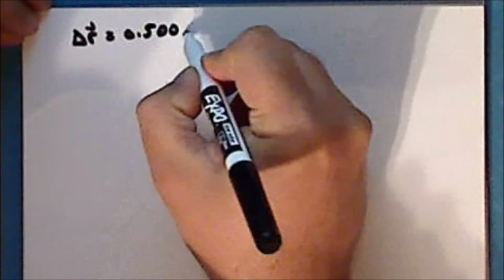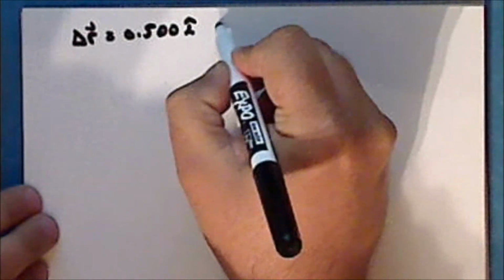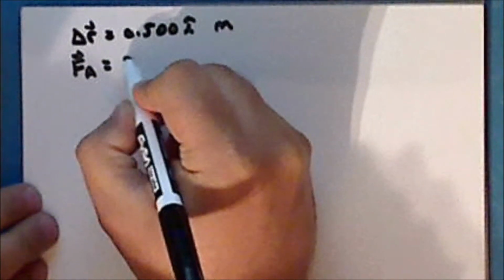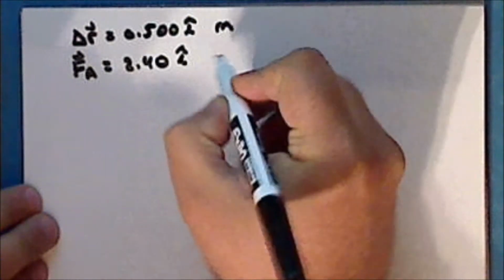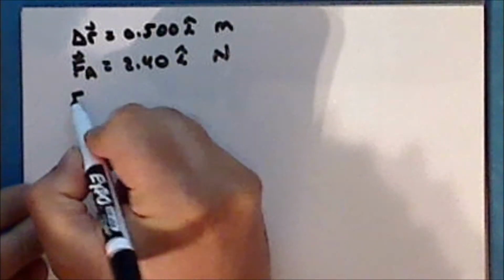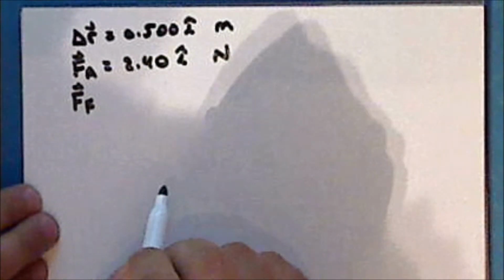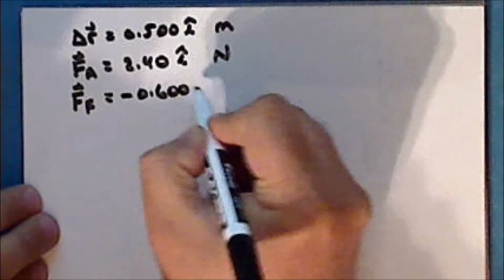Now we can choose our reference frame so that the direction of motion coincides with the positive x-axis, and so our displacement vector is 0.500 times i hat in units of meters. The applied force is 2.40 times i hat in units of newtons, and the force of friction, which opposes the direction of motion, is negative 0.600 times i hat in units of newtons.